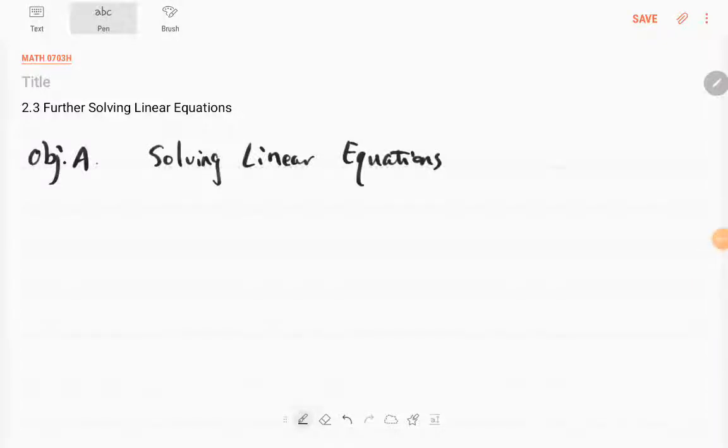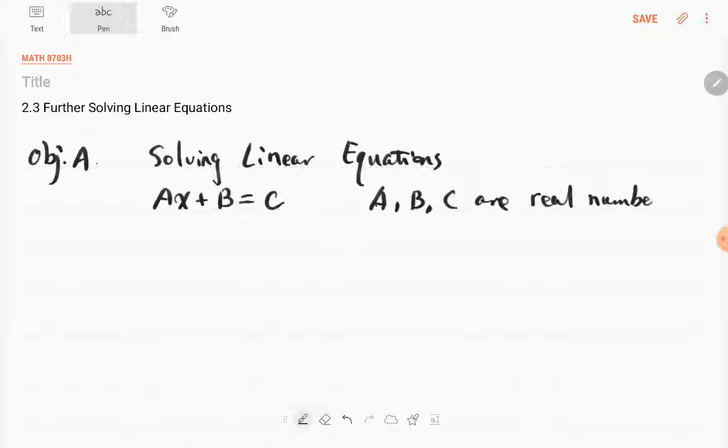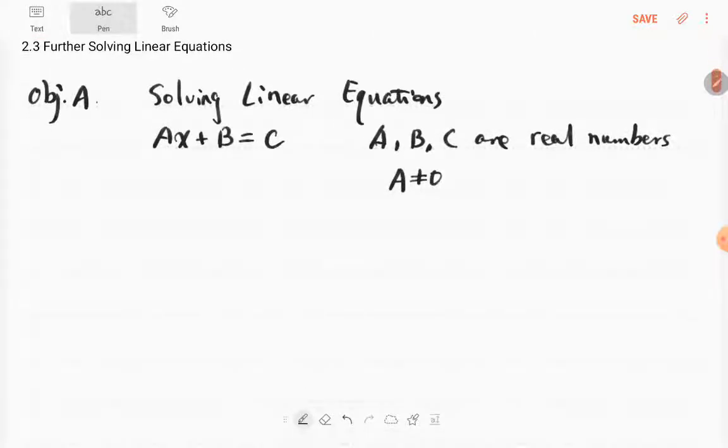Okay, after we learned 2.1 and 2.2, we know for any linear equation with one variable, ax + b = c, where a, b, c are real numbers and a is not equal to 0, we can follow the strategy to solve it step by step.